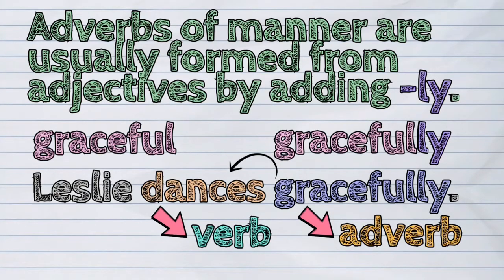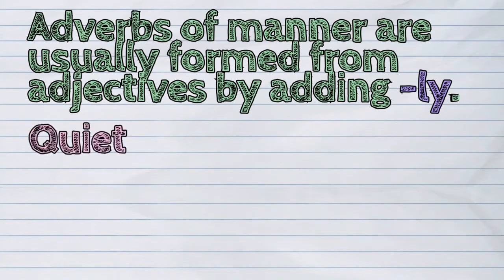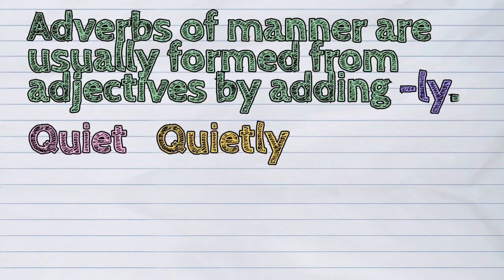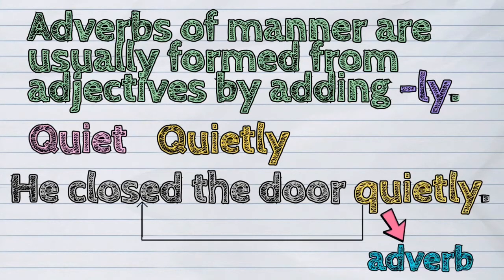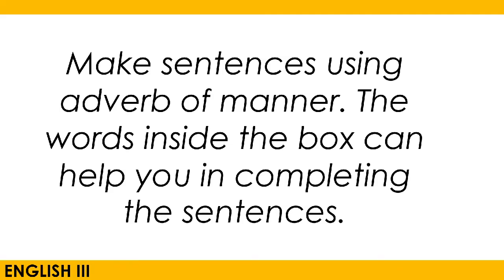Another example is quiet and quietly. He closed the door quietly. The adverb quietly tells us how he closed the door. Make sentences using adverb of manner. The words inside the box can help you in completing the sentence.